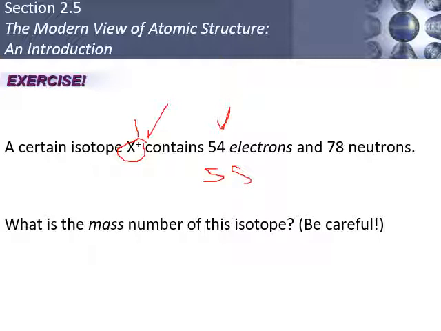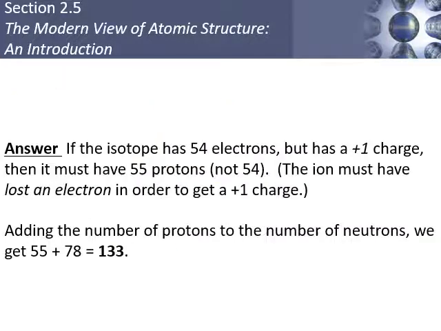So what is the mass number? It's going to be the 55 protons. Let me just write P here real quick. The mass number would be the number of protons plus the number of neutrons, right? So it would be 55, not 54, plus 78, which is 133. Next slide. And so here's your answer. Again, just pause this if you wish. Next slide.